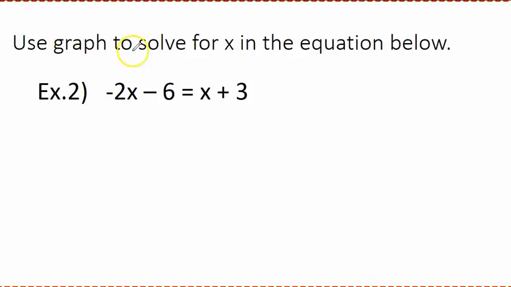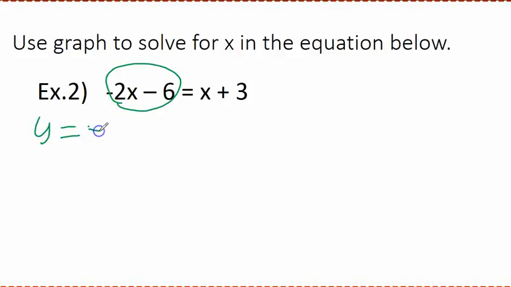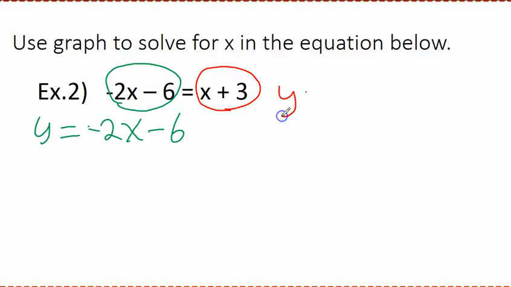Right here, we are asked to use the graph to solve it. Graph and table are similar, because you want to see when the left side of the equation is equal to the right side. But to graph it, we have y and x in the coordinate plane. So take the left side and set it equal to y: y equals negative 2x minus 6. You're creating two separate equations using each of the sides. Take the right side and again set it equal to y: y equals x plus 3.